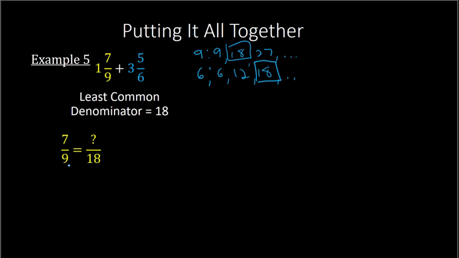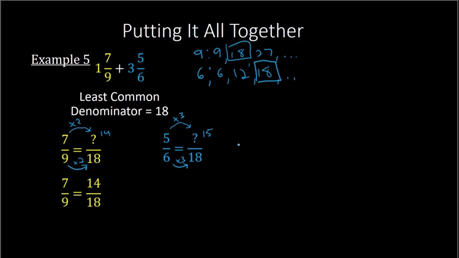So looking at 7/9, we can do 9 times 2 to get 18 on the bottom. 7 times 2 gives 14 on the top. So this can be written as 14 over 18. Same thing with the 3 and 5/6. We take a look at the fraction, the 5 over 6, and we see that 6 times 3 gives 18. Do the same thing on the top. 5 times 3 gives 15. So 5 over 6 can be written as 15 over 18.